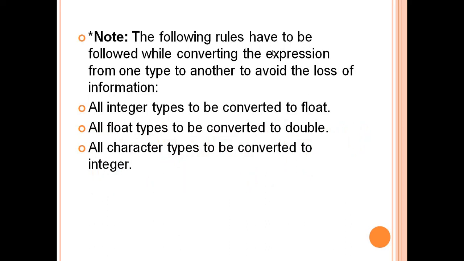The following rules have to be followed while converting an expression from one data type to another to avoid losing information. While converting, there is a chance for data loss, so we have to follow some rules here. All integer types are to be converted to float, and all float types are to be converted to double. Integers are to be converted into float and floats are to be converted to double. And all character types must be converted to integers. All character types are to be converted into integers.